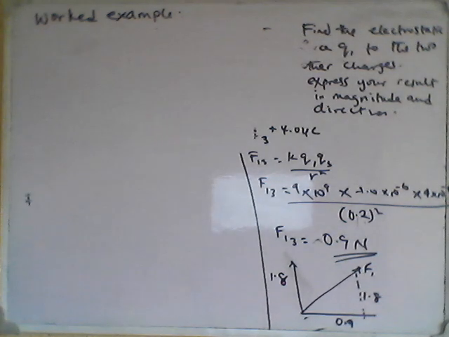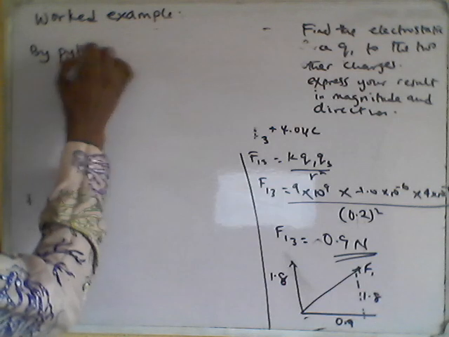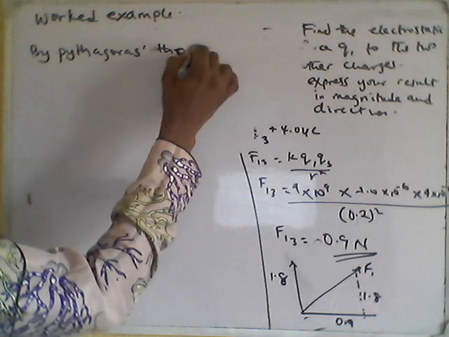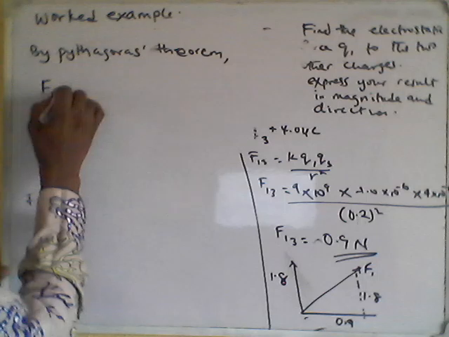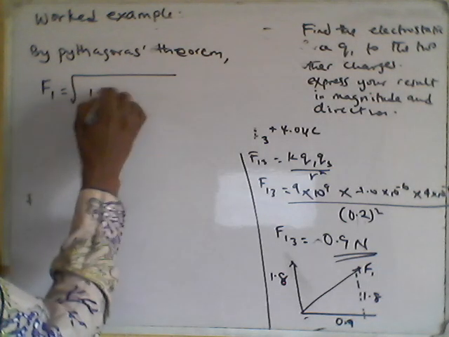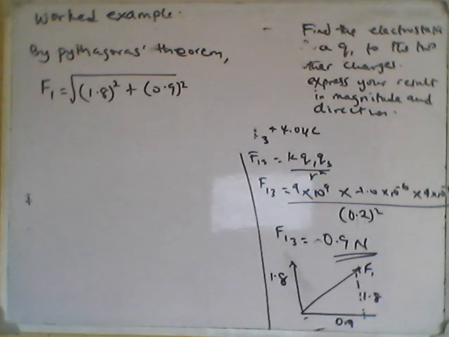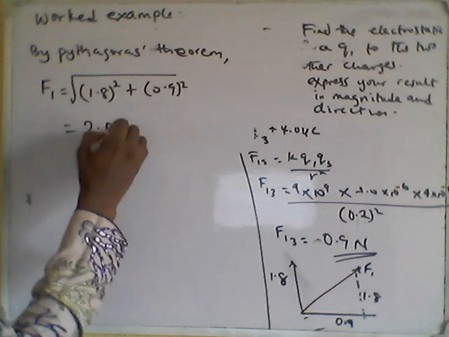So it's just for me to get the, okay, by Pythagoras theorem. So I have the resultant F1 is equal to the square root of 1.8 squared plus 0.9 squared. That's the resultant, how it's going to be. By the time I am done with it, I'm going to be getting 2.01 Newton.